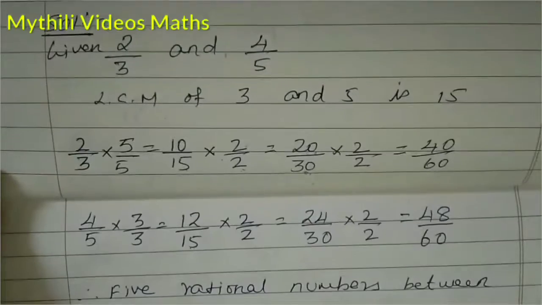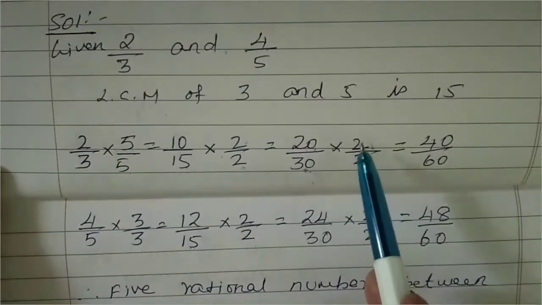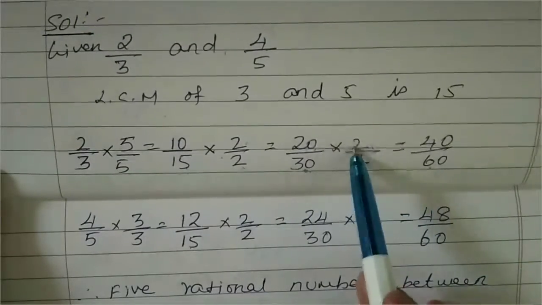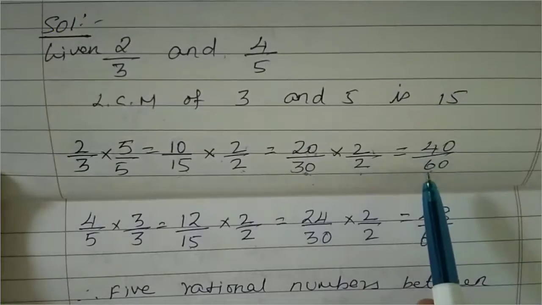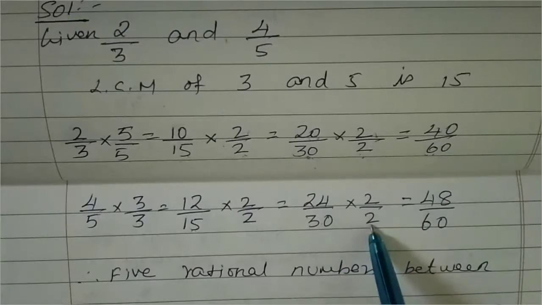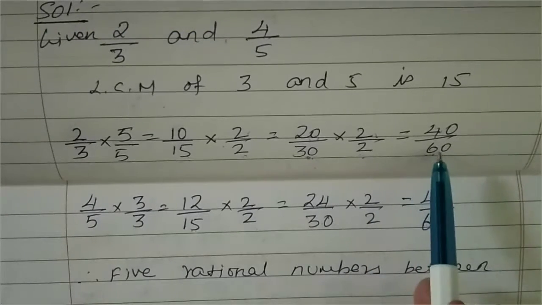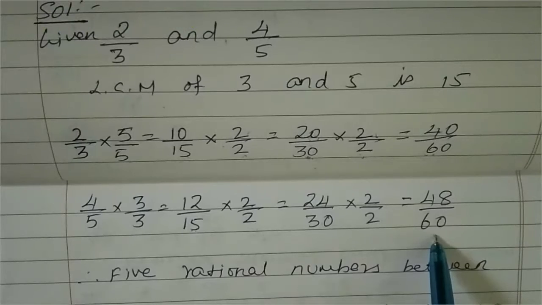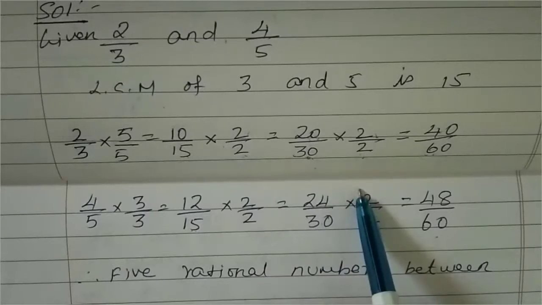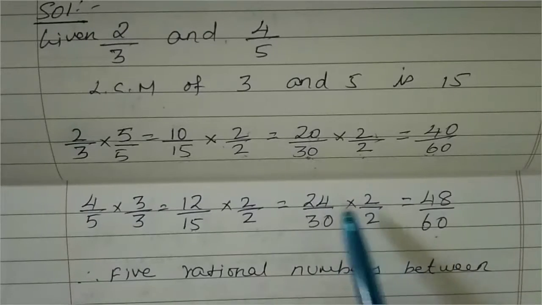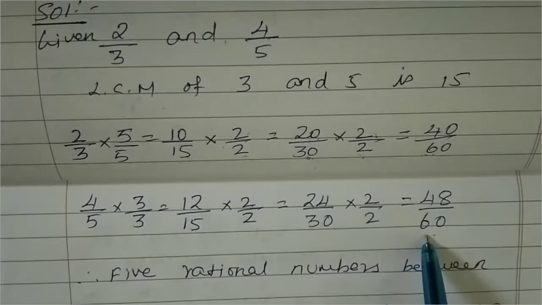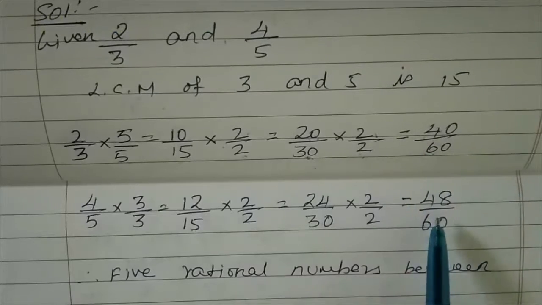So for that, again multiply with 2, numerator and also the denominator. Now 2 30s are 60 and 2 20s are 40. So 40 by 60. Same thing, 24 by 30, this value also we have to multiply with 2 by 2. 2 30s are 60 and 2 24s are 48. Now see, both denominators are same, 60 and 60, and the numerator values are 40 and 48.